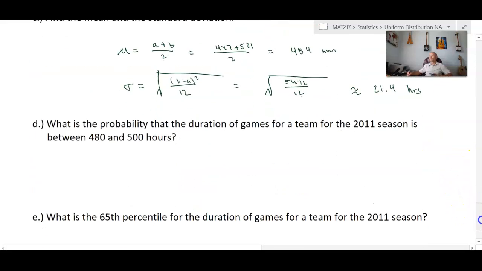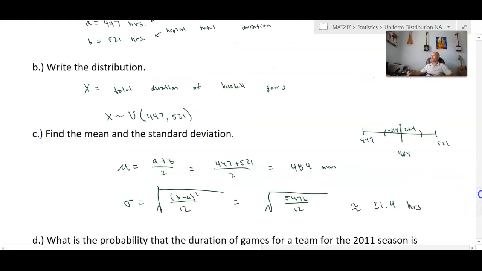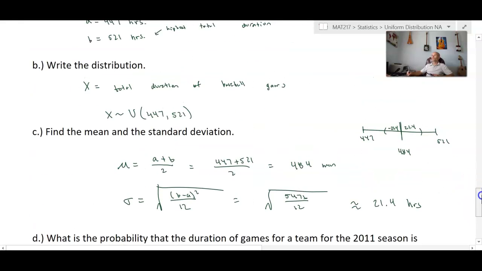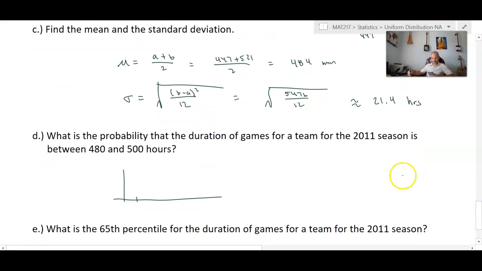Okay, what's the probability that the duration of games for a team for the 2011 season is between 480 and 500 hours? Okay, so we've got enough experience in this now to say that we know that our distribution is from 447 to 521. So from 447 over here to 521.